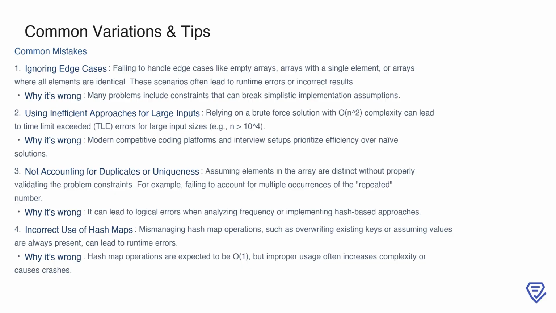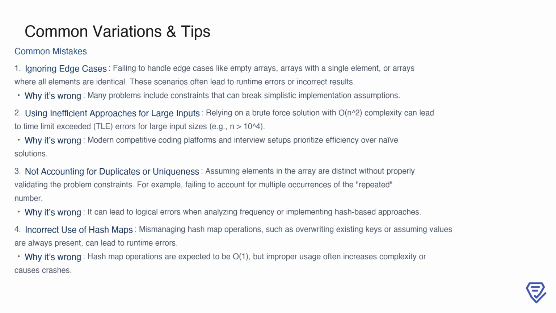First, ignoring edge cases can lead to runtime errors or incorrect results. For instance, consider scenarios like an empty array, an array with only one element, or all elements being identical. Even though constraints are often provided, failing to handle these edge cases can cause your solution to break.